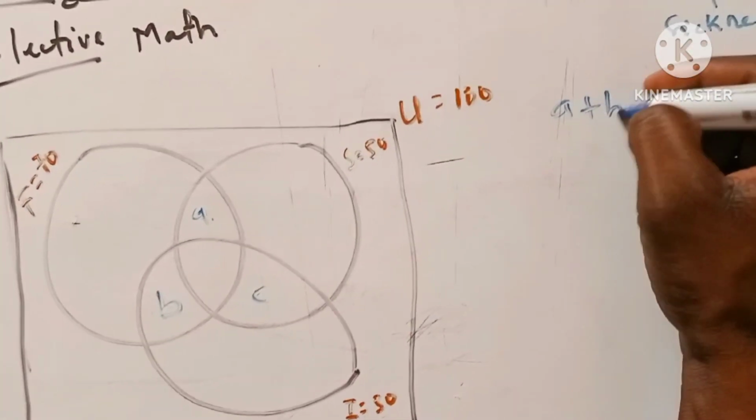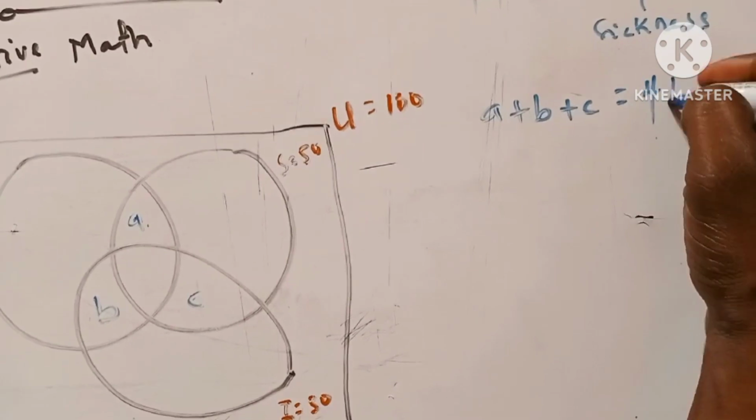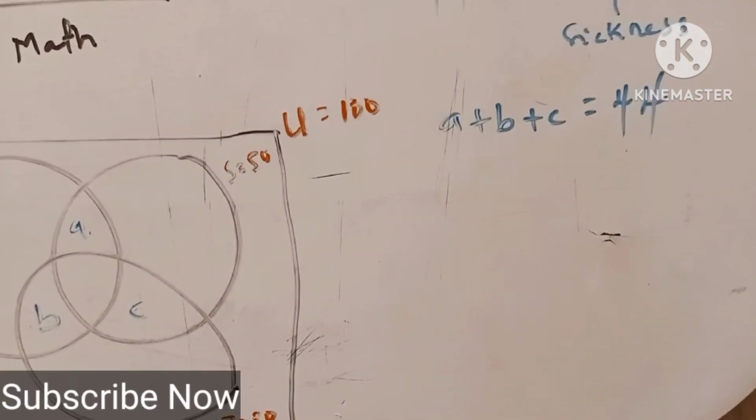So A plus B plus C, and that's equal to F44. I don't know if this makes sense.